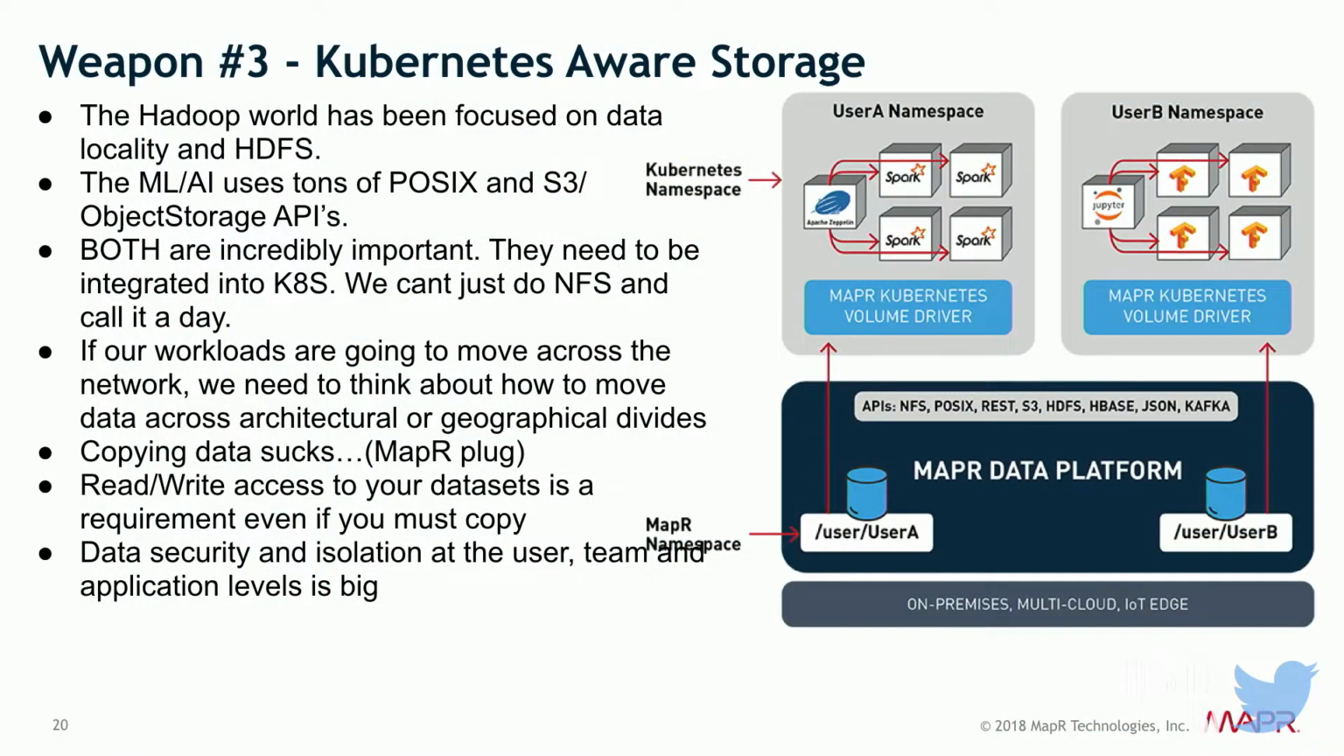So weapon number 3 is Kubernetes-aware storage. I kind of took a little of the thunder on the last slide. The one point I wanted to make here is copying data sucks. This is the only plug for MapR in this. That's one of the hardest things to do: if I'm spinning up a bunch of TensorFlow jobs with a bunch of workers, and each of those workers needs to be talking to huge amounts of training data. Right now, if you don't have some sort of storage solution that's moving the data across the entire environment, what you have to do is copy files. That takes a long time. It consumes a huge amount of storage. So that's something you really want to think about.